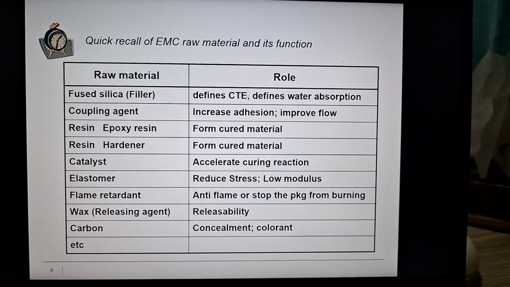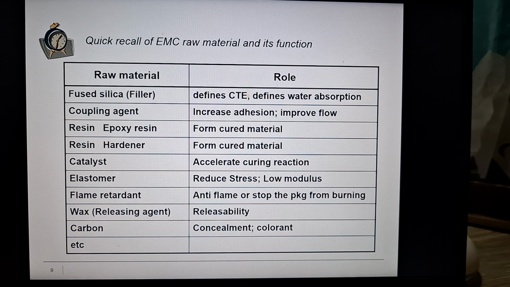Then, just to recall and to conclude part 2 of this training, let's have a quick recall of the EMC material and its function. On the left column are the raw materials, and then what their purpose or role in the packaging is. First is fused silica filler. Basically, this is the solid thing. It doesn't melt, and therefore it defines the mechanical property of the material.